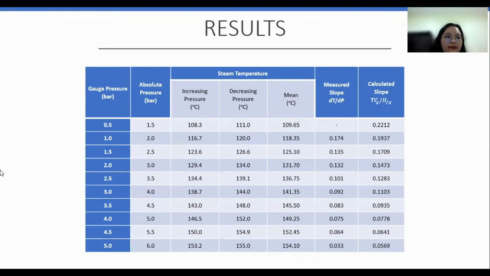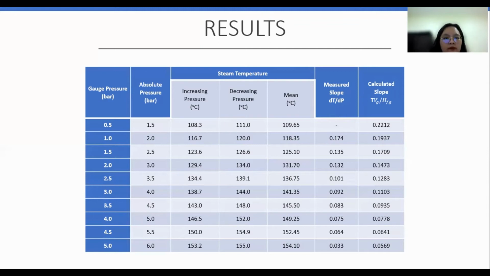Let me explain our result. First, this is the data collected and calculated by our group. We had the raw data in gauge pressure and the steam temperature in this increasing and decreasing pressure. For absolute pressure, we can refer to one equation: absolute pressure equals gauge pressure plus 1, so that we can get the value of all the absolute pressure. How to get the measured slope and calculate the slope will be discussed later.